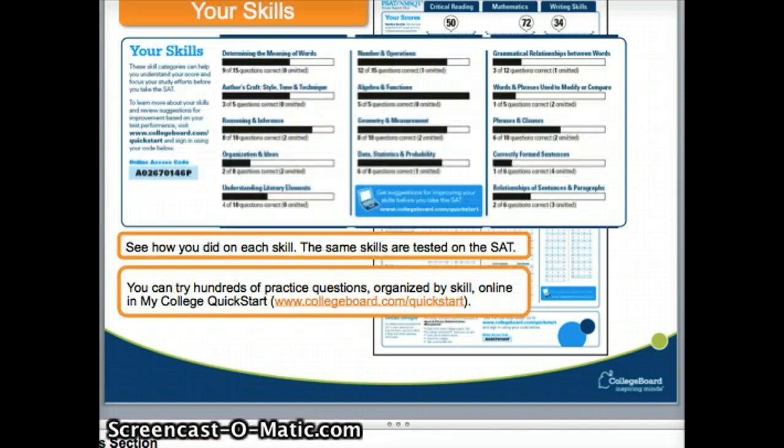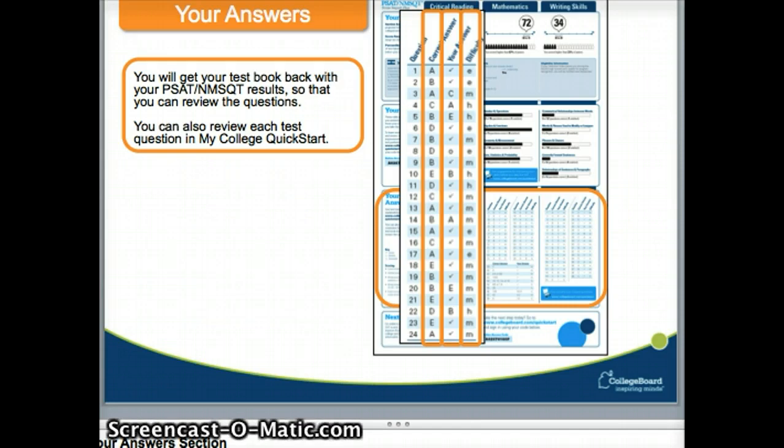The Your Skills section is a valuable part of the score report because it gives a complete picture of how the student performed on the different skills tested by the PSAT. Take a closer look to see where students did well and where your student might want to improve. These are the same skills that are tested on the SAT. To get more practice before students take that test, there are hundreds of practice questions available online at collegeboard.com/quickstart.